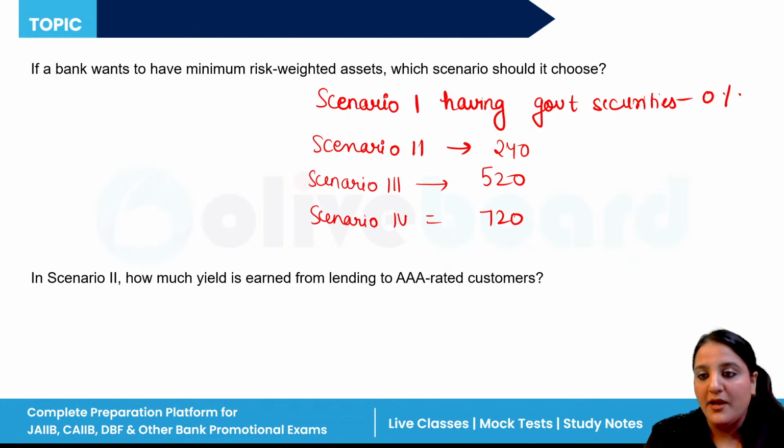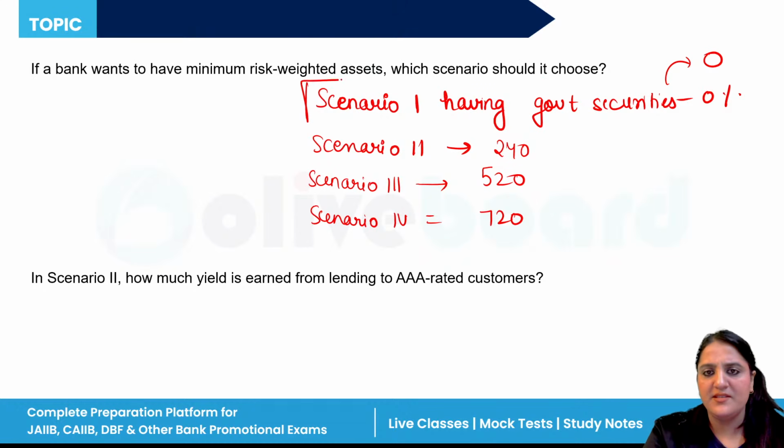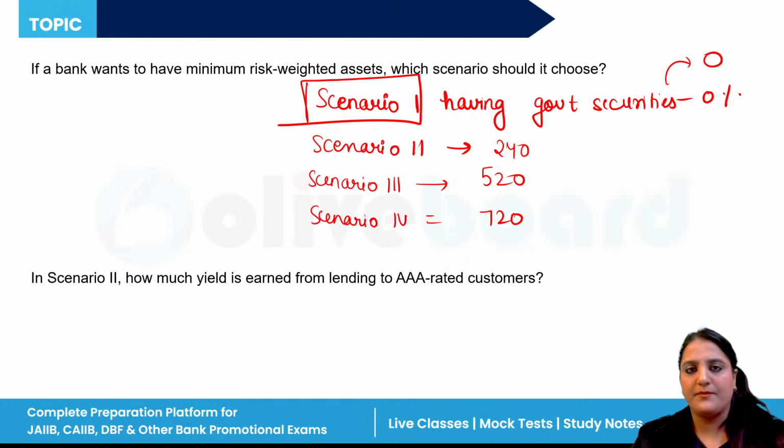So after adding them, they are asking only for the minimum risk weight asset. The minimum one is scenario 1. So the answer is scenario 1 because this has only 0. So that's why scenario 1 is the answer here. Clear? Next question.